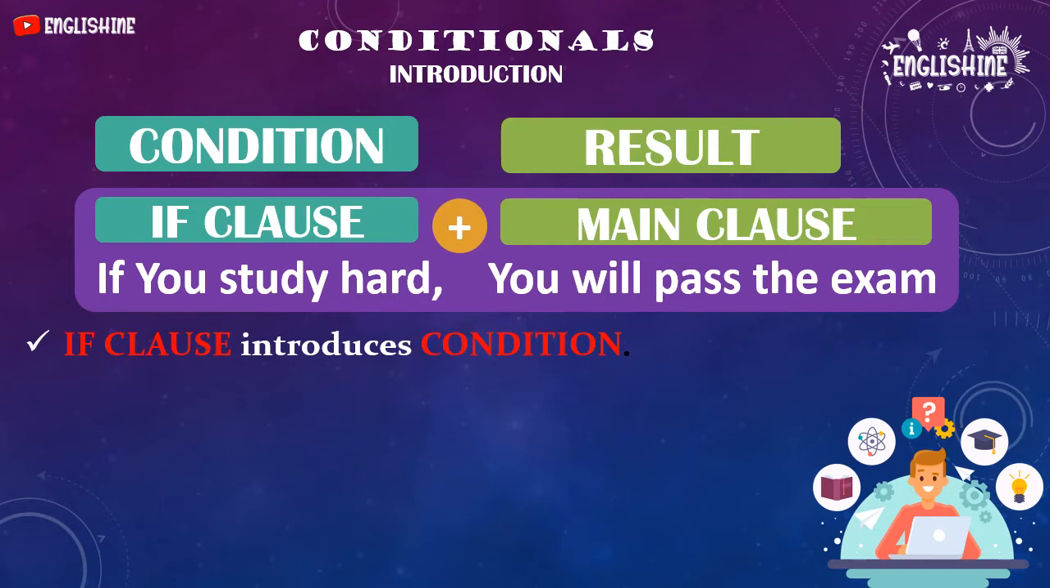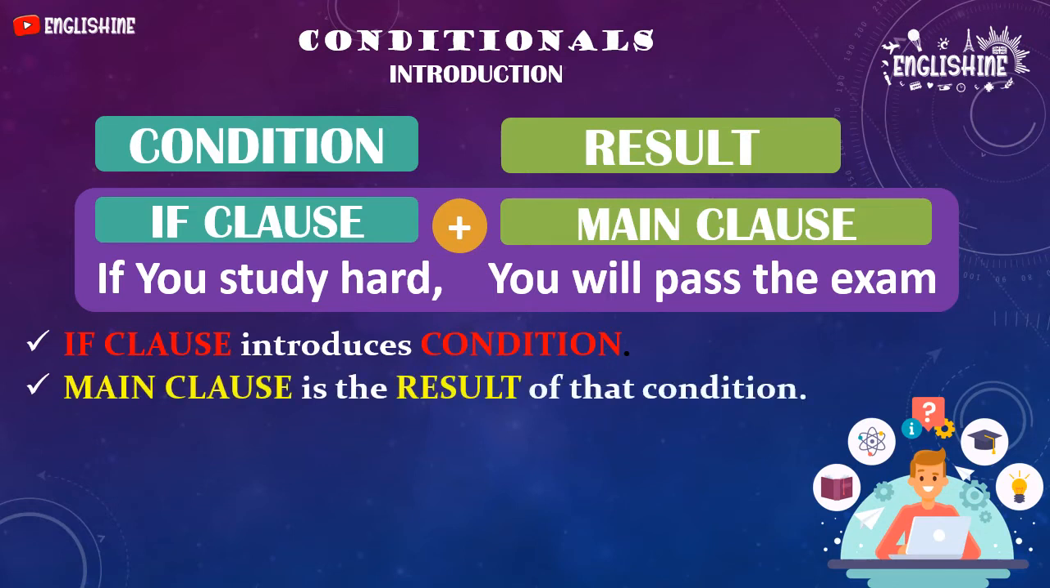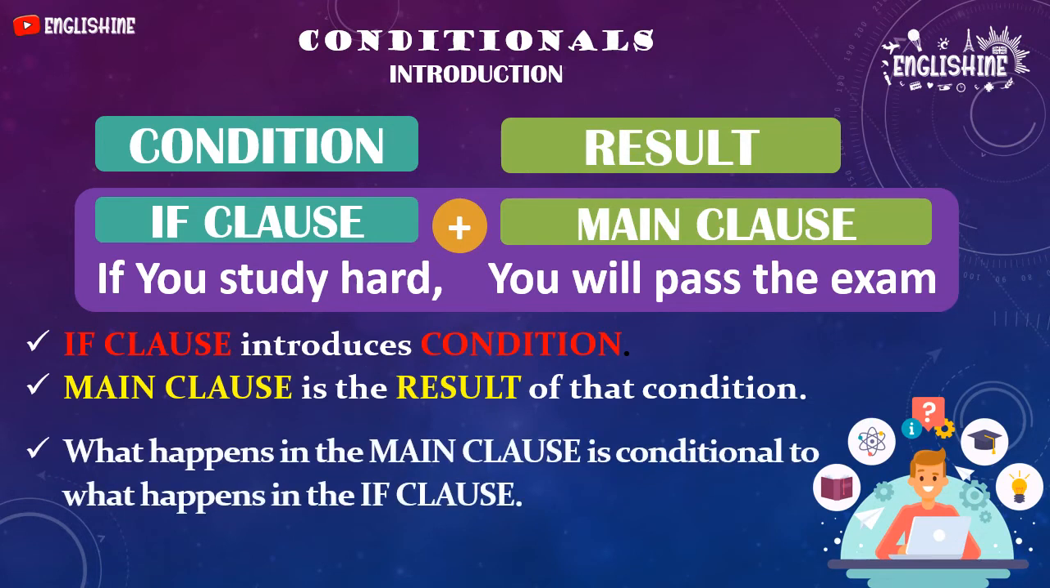There is always a condition and result. The if clause introduces a condition. The main clause is the result of that condition. What happens in the main clause is conditional to what happens in the if clause. In other words, the main clause only happens when the events in the if clause happen.